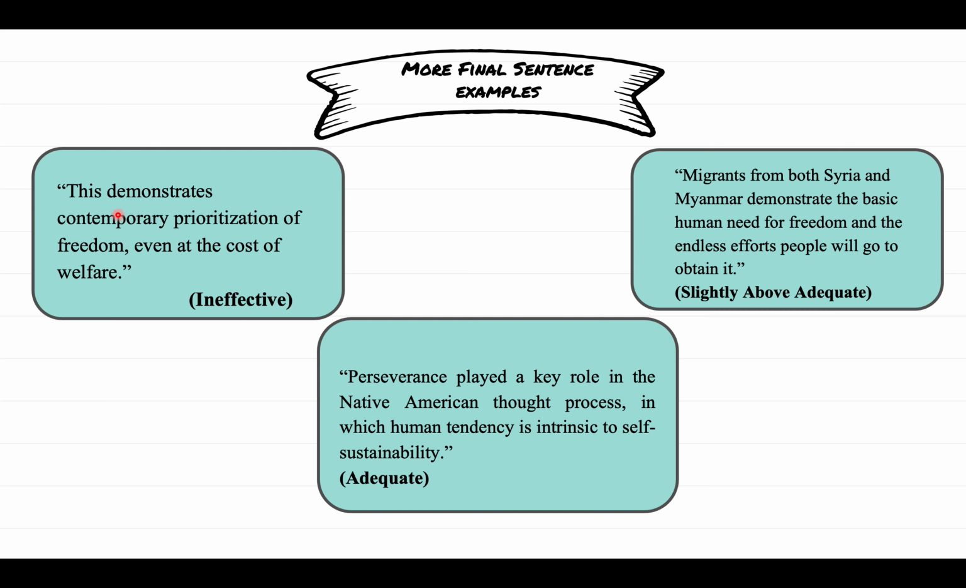Look at one that's ineffective. Now, of course, the pronoun is summarizing something that came before it, right? But that notwithstanding, the sentence still doesn't work. So this demonstrates contemporary prioritization of freedom, even at the cost of welfare, right? It doesn't sound reflective because it isn't. You cannot end a body paragraph by saying everything I've said demonstrates what I've been trying to say. That's not how you end a body, right?